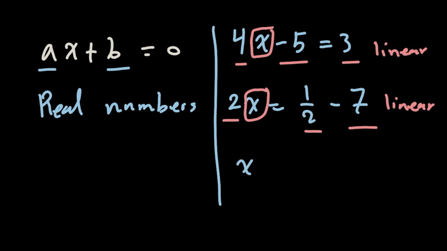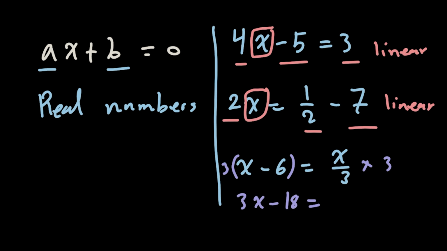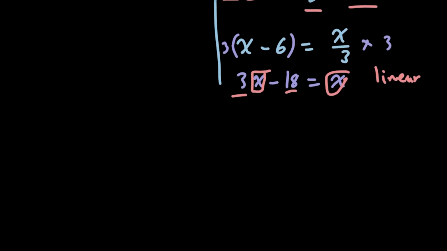Let's see another case. If we have x minus 6 equals x over 3, we can just multiply both sides of the equation by 3. So we'll have 3x minus 18 equals x. And look here, here we have x, here we have another x, and we have some numbers. So it's a linear equation too.